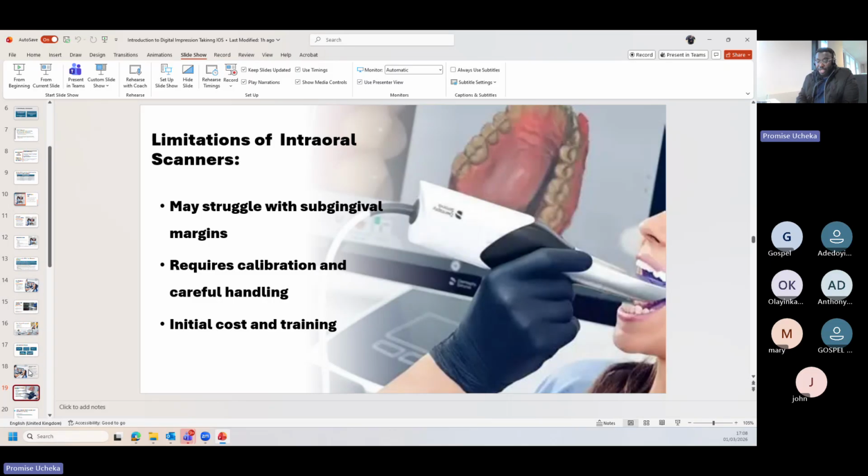And when you acquire it, that is one cost. There's another cost that is associated with training your staff, because you don't need just one person to know how to use it. You want all your staff members, or as many of them as have access to taking impressions, to at least know how to do the digital impressions. So that learning curve and the cost of training is a disadvantage.